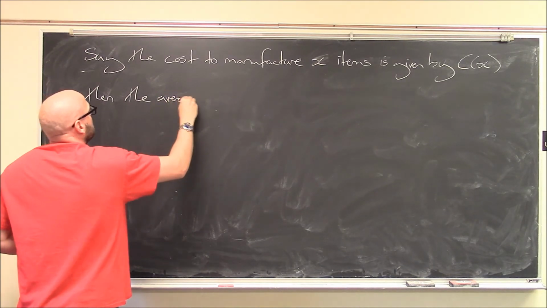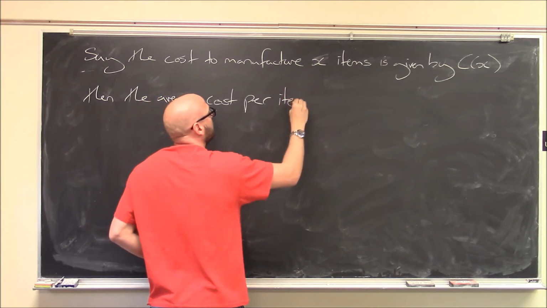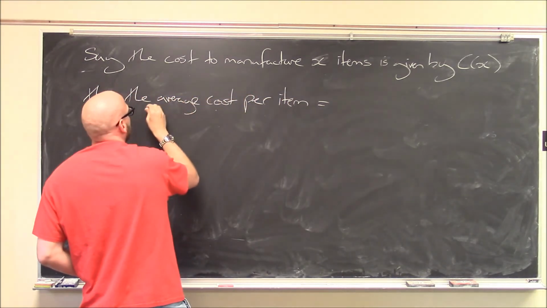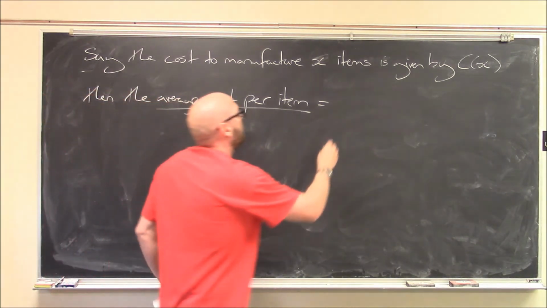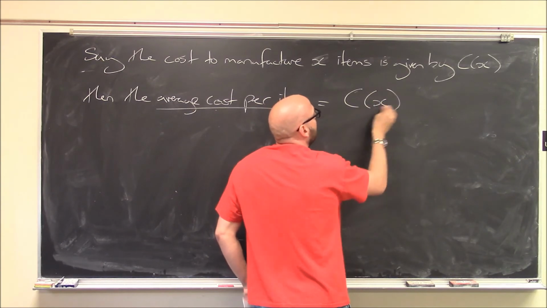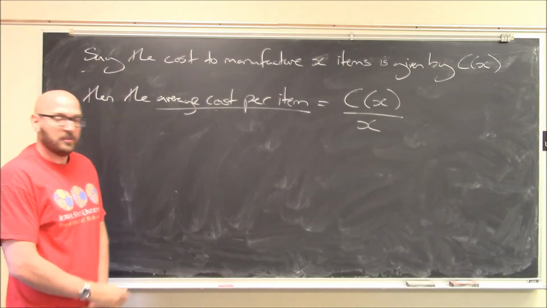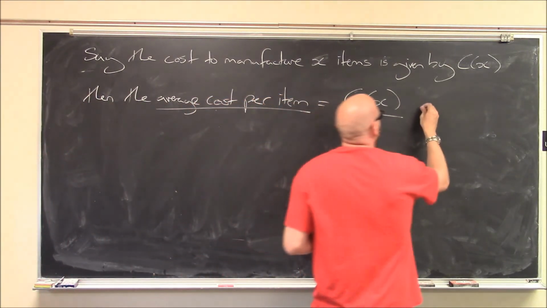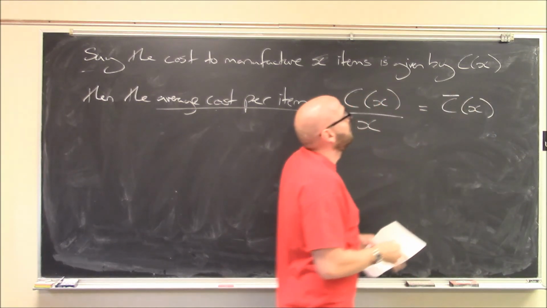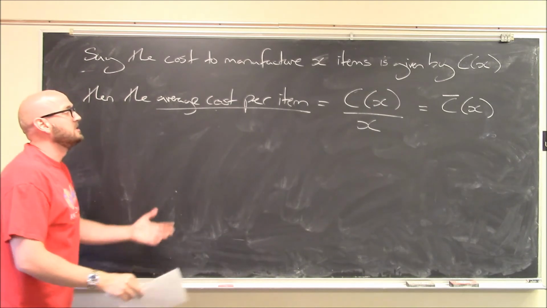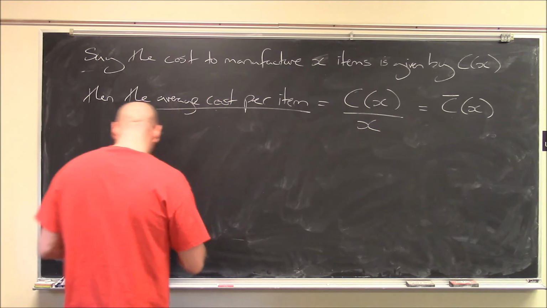Then, the average cost per item, right, average cost per item would be the total cost over the number of items you're producing, right? So C of X outputs the total cost, and the number of items you're producing is X. So it should be C of X over X. And the textbook, I believe, sometimes calls this function C bar of X for the average cost. But what it represents is the cost, C of X, over X.